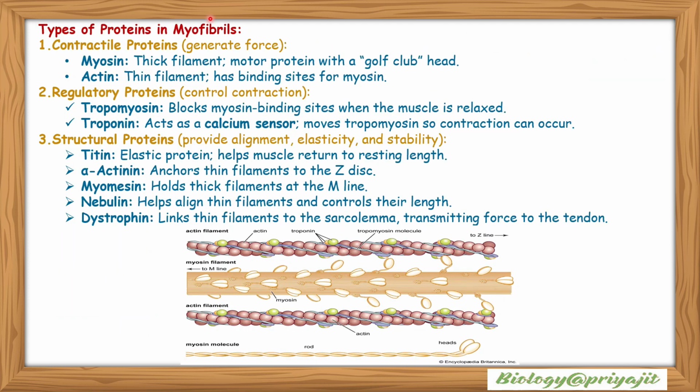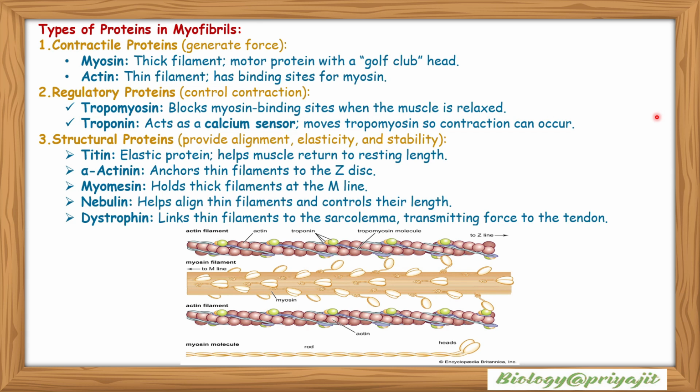Types of proteins in myofibrils: there are contractile proteins which can generate force, like myosin, which is the thick filament motor protein with a golf club head. This is the myosin protein. And actin is the thin filament, it has binding sites for myosin. Then regulatory proteins, which control the process of contraction. In the next class we will learn the mechanical and chemical basis of muscle contraction.